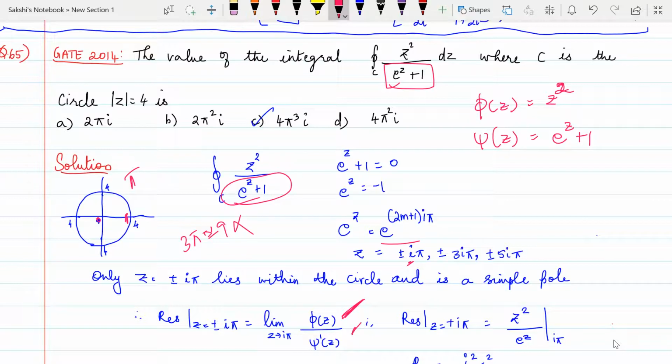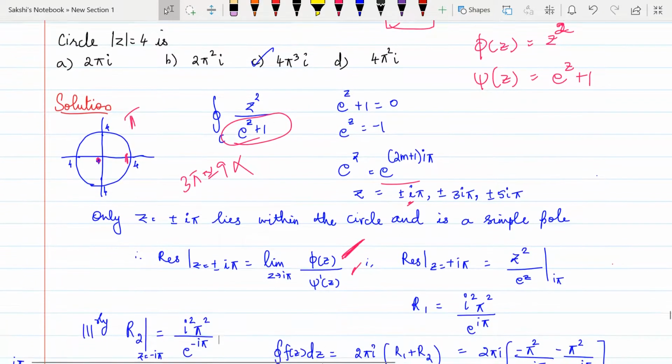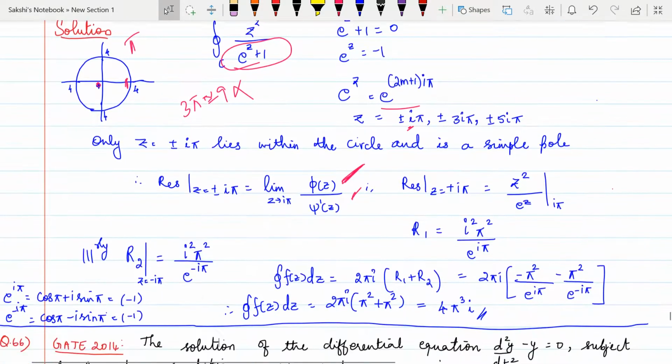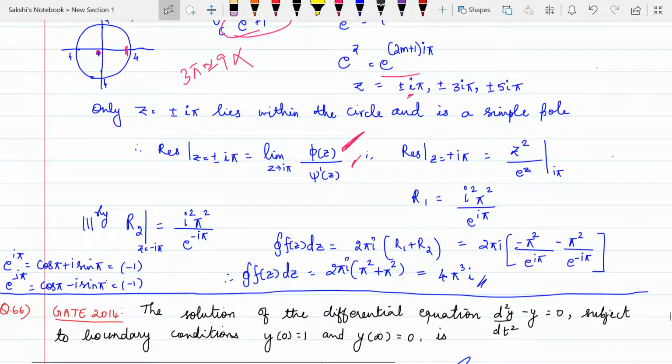Phi of z is z square and psi of z is e power z plus 1. But I have to take psi prime, so psi prime is e power z. And I'm going to find the residue for plus i pi and minus i pi. After finding the two residues, I'm going to use the Cauchy integral theorem and find the answer for that particular function f of z, and I get 4 pi cube i.